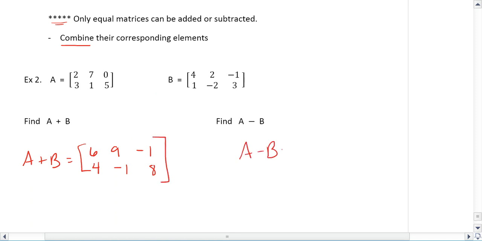Now let's find A minus B. 2 take away 4 is -2, 7 take away 2 is 5, 0 minus a -1 is 1, 3 minus 1 is 2, 1 minus a -2 is 3, and 5 take away 3 is 2. So there we have A minus B.